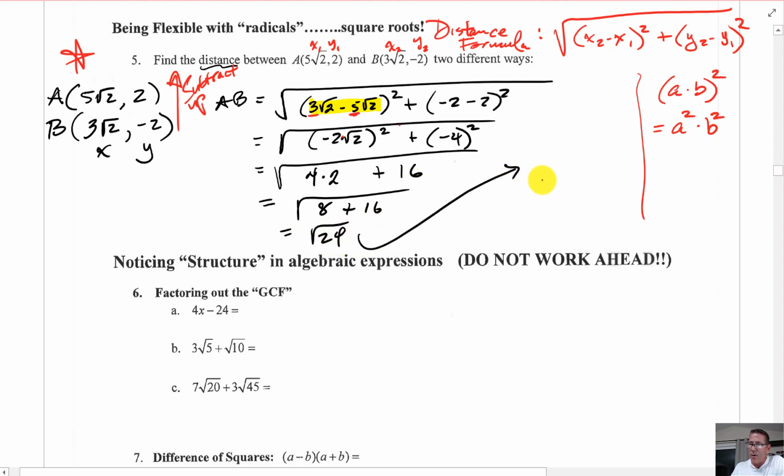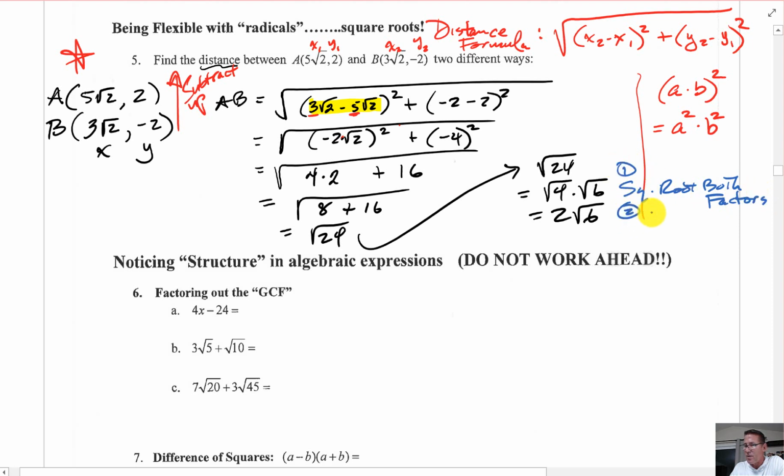And then let's take it up here. The square root of 24 is equal to the square root of 4 times the square root of 6, which is 2 rad 6. That process is called simplifying. So you square root the factors, as I said in prior lessons. So square root both factors. Step 1 right here. Step 2, you simplify what you see. The square root of 4 is obviously 2, so you get 2 root 6.